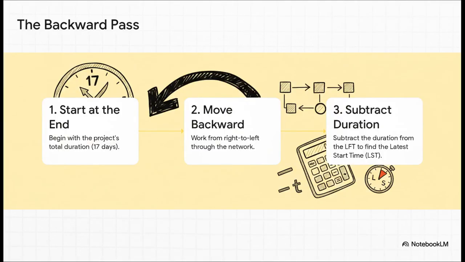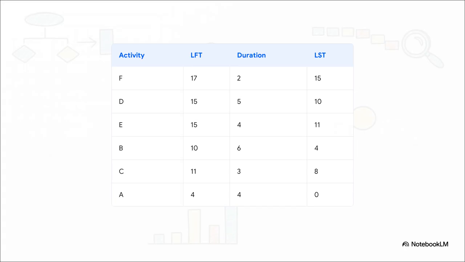Okay, now we just flip the whole thing around. For the backward pass, we start at the very end of the project, which we now know is day 17, and we work our way backward, from right to left. What this tells us is the absolute latest an activity can finish without delaying the whole project. And here's that backward pass in action. We start with F. It has to finish by day 17. It takes 2 days, so its latest start time is day 15. Now that means both D and E must be finished by day 15. From there, we just keep subtracting the durations, working our way all the way back to the start.